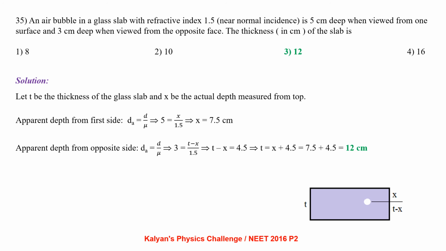So 5 equals x by 1.5, which implies x equals 7.5 cm. Apparent depth from the opposite surface is again d apparent equals d by mu. This time it is 3 equals (t minus x) by 1.5. That implies t minus x equals 4.5, so t equals 12 cm.